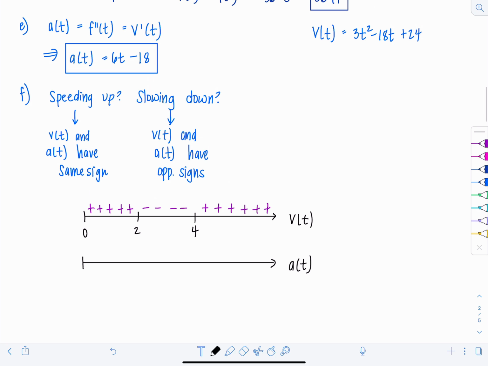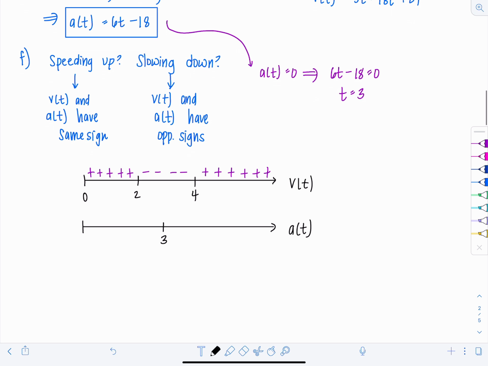So what are the zeros of the acceleration function? Well, here's a of t. If it equals 0, that means 6t minus 18 is 0. So t would have to equal 3. So we've just got that one little number here, 3. And then let's check. If I plug in something smaller than 3, say 2, if I plug in 2 for t, 6 times 2, that's 12 minus 18. So acceleration's negative here. And then bigger than 3, it's going to be positive.